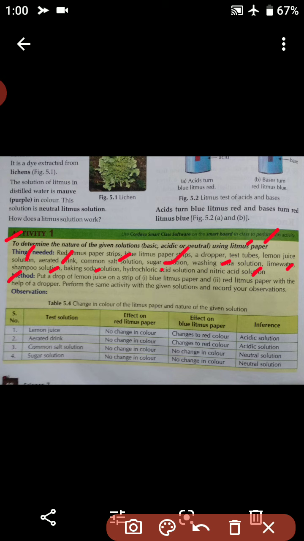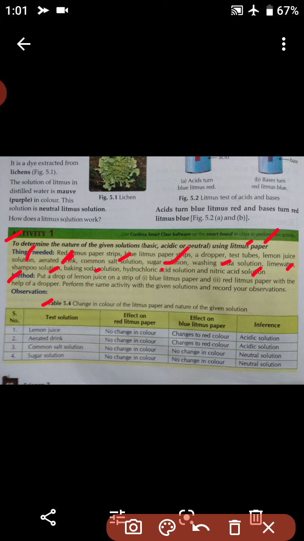So the method is, aerated drinks are like the cold drinks and all. Okay, so put a drop of lemon juice on the strip of blue litmus paper, number 1. Number 2, red litmus paper with the help of a dropper. So you have to put a drop of lemon juice first on the blue litmus paper and secondly on the red litmus paper with the help of a dropper. Then you have to perform the same activity with the given solution and record your observation.